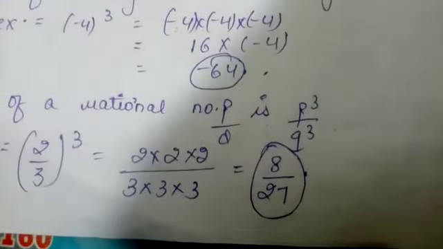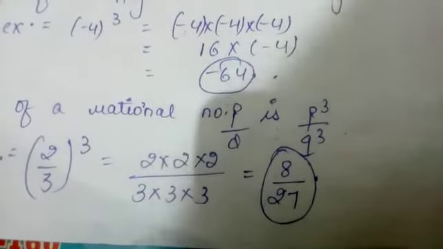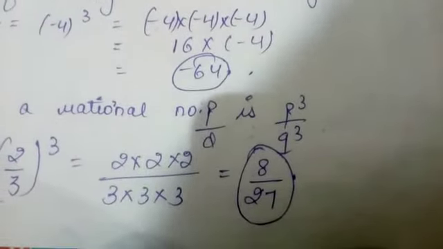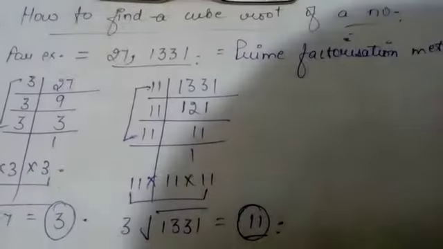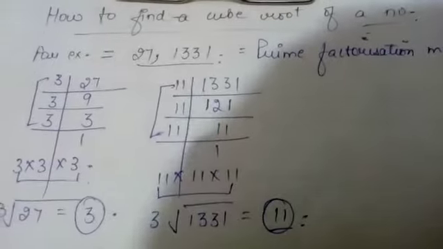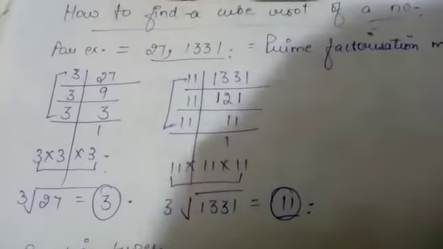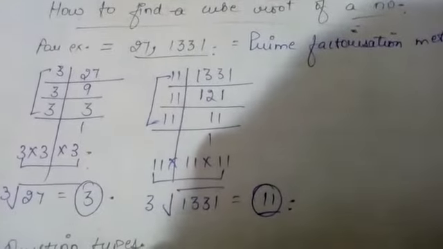Okay, so what is the cube of... no, not minus, it's positive. So what is the cube of 2 by 3? It's 8 by 27. Okay, now how to find the cube root of a number? The cube root I have discussed before. So how to find the cube root? It's just like prime factorization.